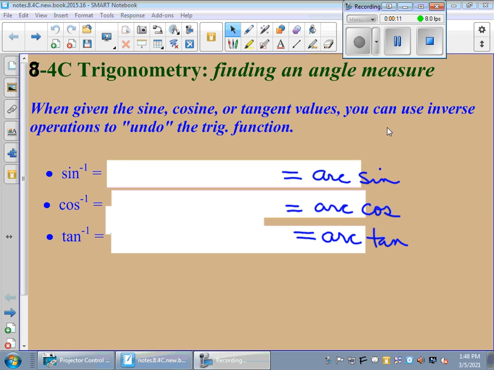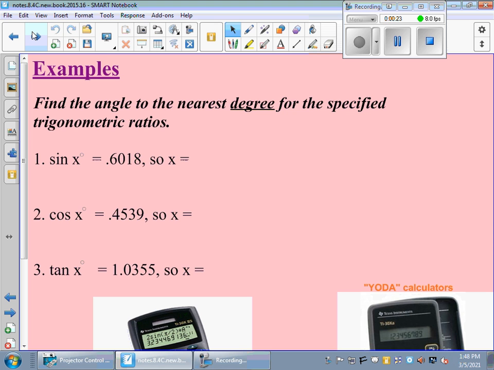So the first part of what we're doing here with 8.4C and trig, we're trying to find an angle measure, but we have to get used to using a calculator and doing the opposite of a sine, cosine, and tangent, called the arc sine or inverse sine. So the first thing we want to do is just have a calculator out, make sure it is in degree mode, okay?